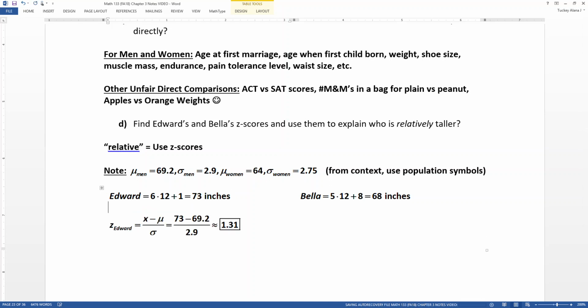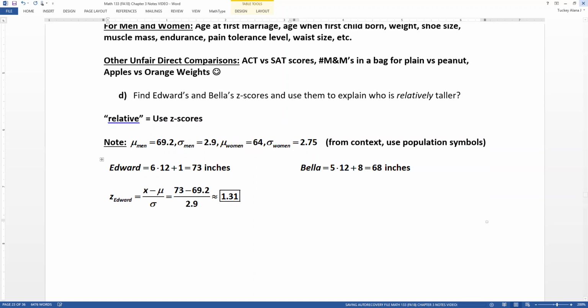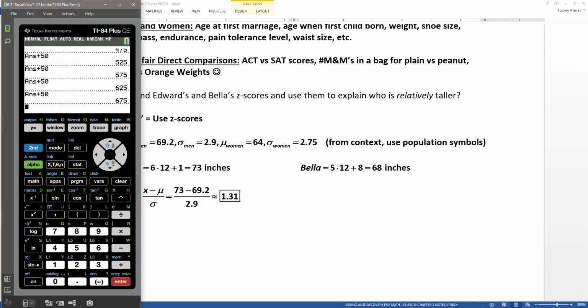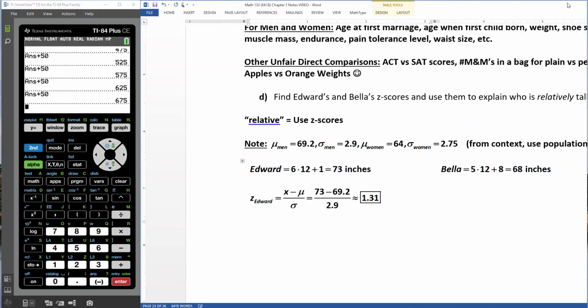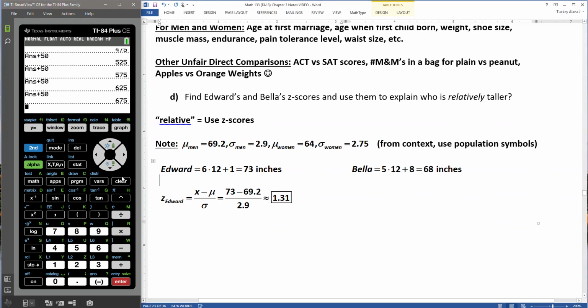Now, the number one mistake students make on this problem is they don't type this correctly in a calculator. So let me bring up a calculator. Okay, so there's two ways to do this correctly. You can use the parentheses: 73 minus 69.2, close your parentheses, divided by 2.9.